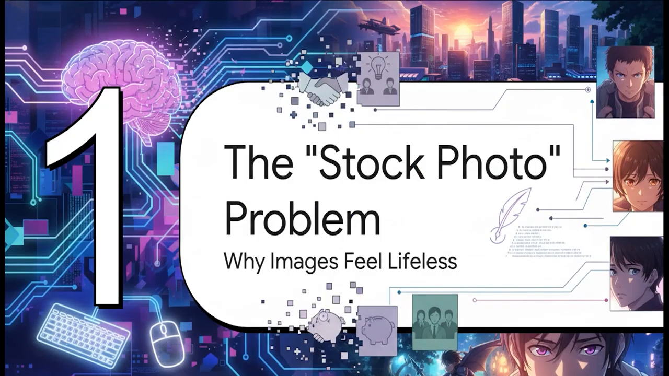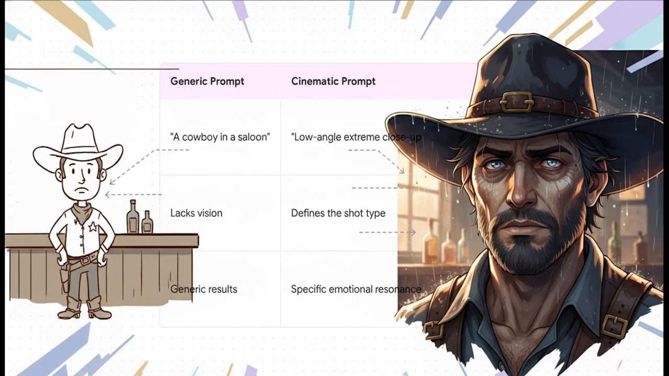So let's start by figuring out what's actually going on here. Why do so many of these AI images end up feeling so lifeless, like some generic stock photo? Well, most of the time, the answer is all in how we're prompting. Just look at the difference here. On one side, you have a super simple prompt, a cowboy in a saloon. I mean, it's fine, but there's no vision, right?